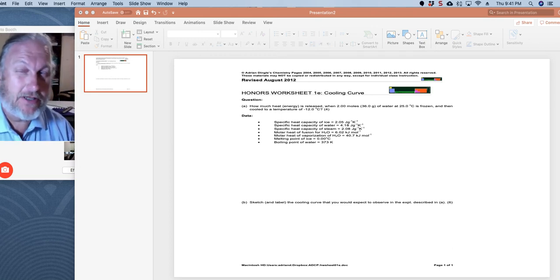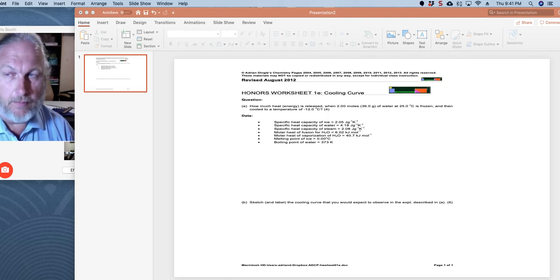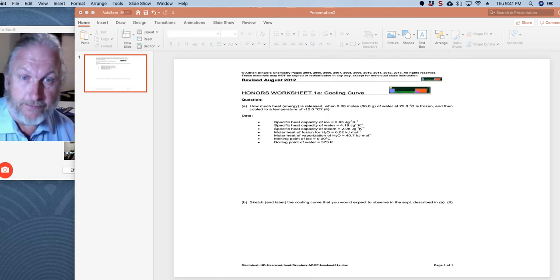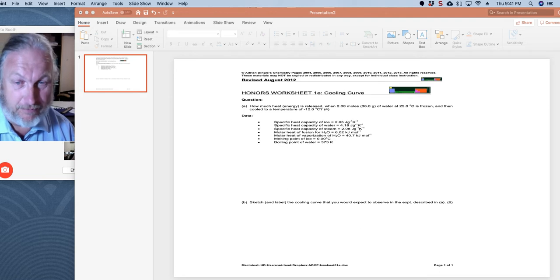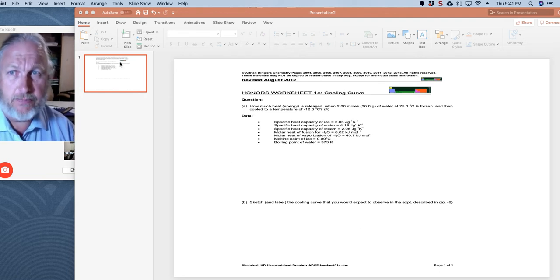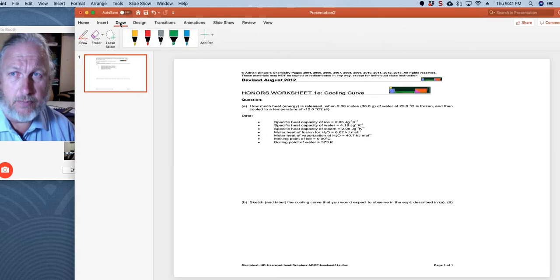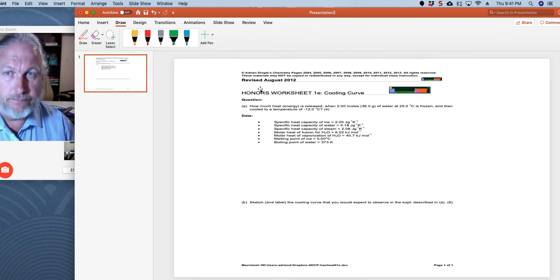So some of y'all were asking me about the cooling curve, all right? And it can be a little confusing. But again, how do we approach this problem? It's real simple, okay? It's real simple. What we've got to do is draw the graph and understand what's going on. So if we look right here, let me go up here and get this little marker.